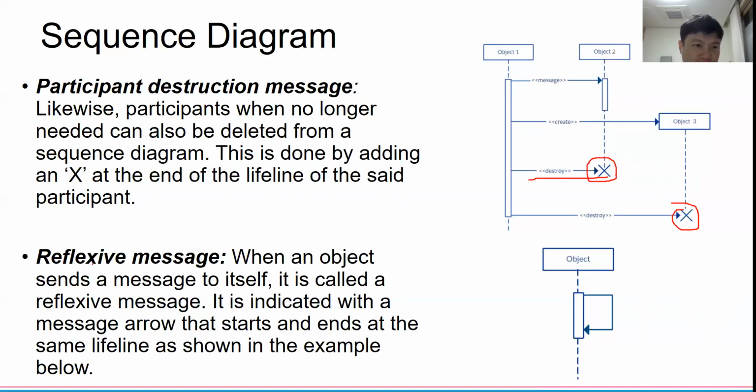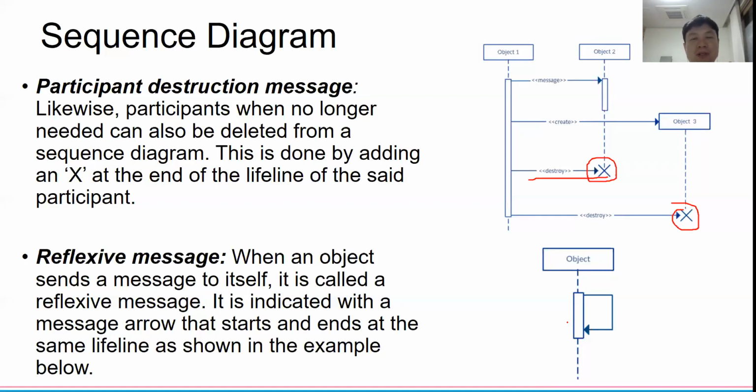There's also another message, which we call a reflexive message. When an object sends a message to itself, it is called a reflexive message. It is indicated with a message arrow that starts and ends at the same lifeline, as shown in the example below. Okay, so if the object gives a message to itself, what does it mean?